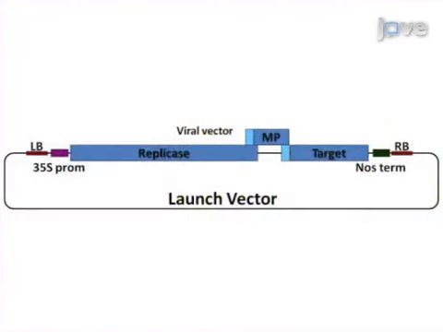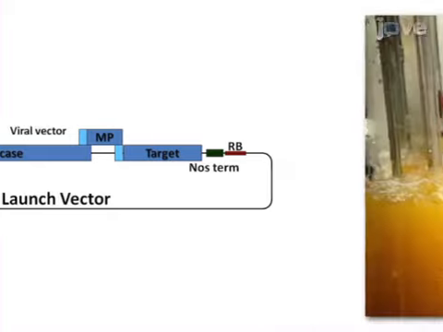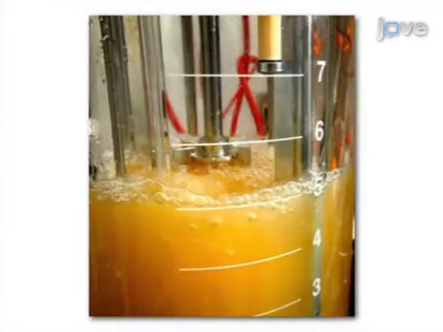This is accomplished by first optimizing plant growth conditions. The second step is to transform Agrobacterium with launch vectors that combine components of plant viruses and binary plasmids, followed by culturing the transformed Agrobacterium for use in the agro-infiltration experiments.